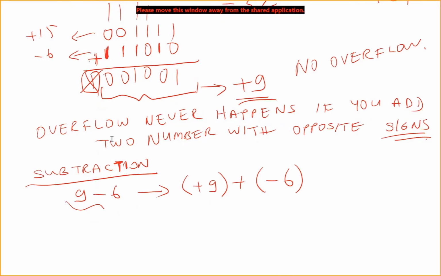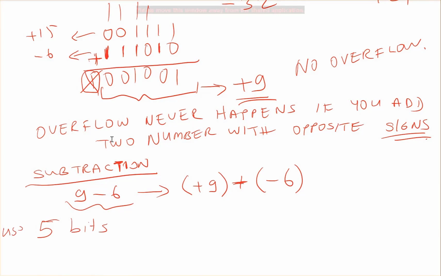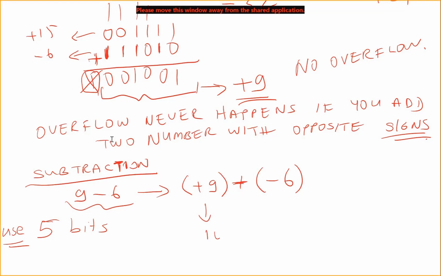So actually doing a subtraction in 2's complement, you can also do it with addition, right? So what is plus 9? Let's use 5 bits, and we will be doing it in 2's complement. What is plus 9? It is 1, 0, 0, 1. So this is 9, but we are using 5 bits. So this is positive 9.